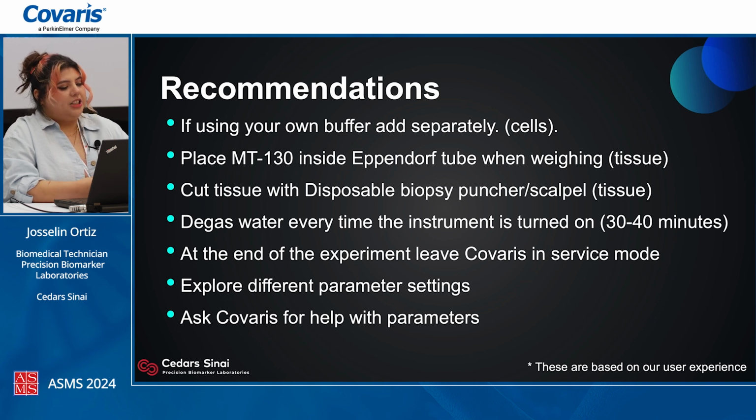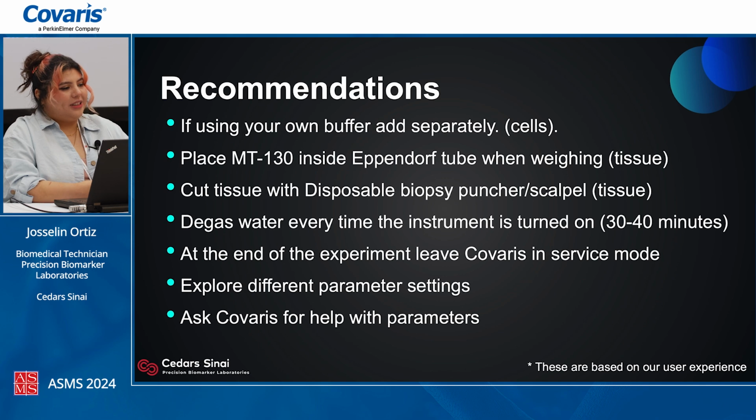The next recommendation that I have is to use either disposable biopsy punches or scalpels and find what's the easiest way for you to handle the tissue. For me personally, I like using a scalpel better. But one thing that really helped with that is that we got a dissecting kit, and that really helped with the tissue cutting process.